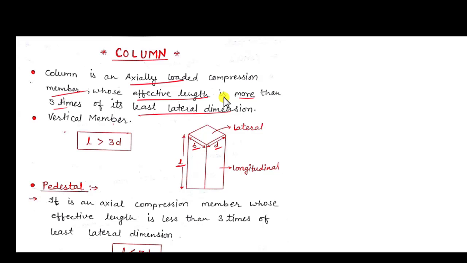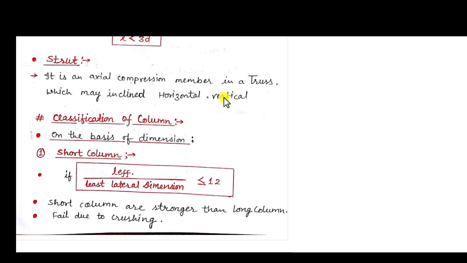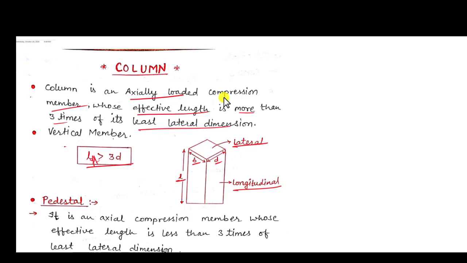So here is the formula. L effective should be greater than 3 times the least lateral dimension. In this case it is the D part. So here is the figure for columns. It is the lateral part of the column and this is the longitudinal part of the column. Here the main reinforcement is provided in the longitudinal direction. Okay, so there are certain components for a column.